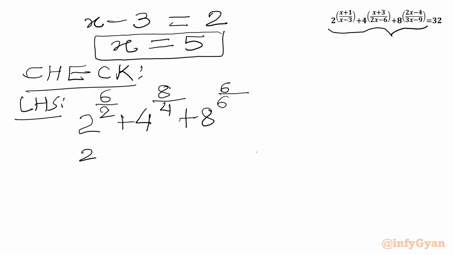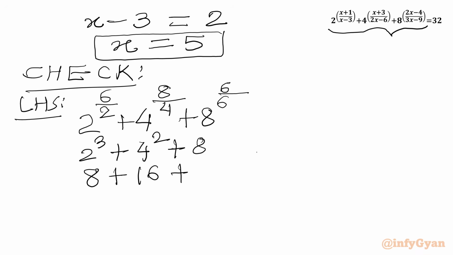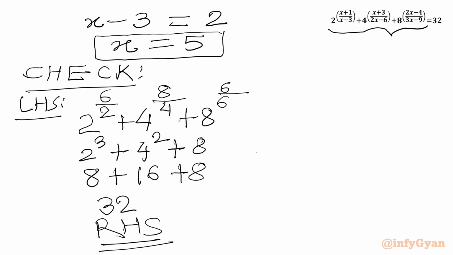So we'll write 2 power 3 plus 4 power 2 plus 8 power 1, which is 8. 2 power 3 is 8. 4 power 2 is 16, plus 8. By adding these three, we get 32. And 32 is our right hand side. LHS equal to RHS. Hence our solution x equal to 5 is true and verified.